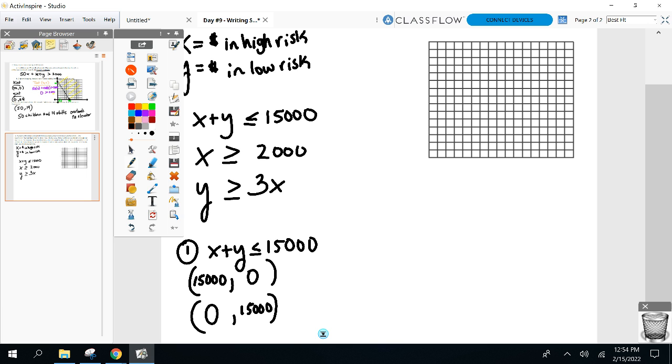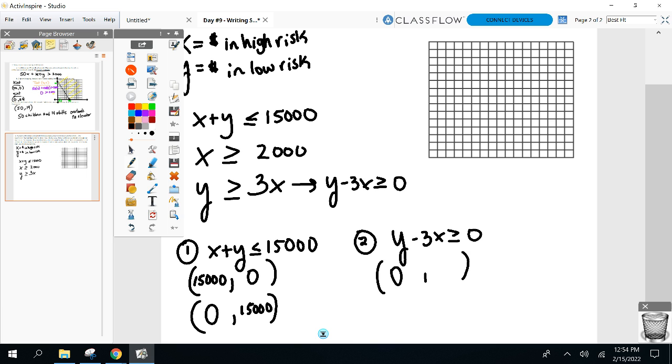What don't we like about the third inequality? Can we get variables on both sides? Absolutely, because that's the only way I've been showing you guys. So y minus 3x greater than or equal to 0. Go ahead and find your intercepts there now. And I'll let you guys feel uncomfortable here in a second. If you got a problem with your intercepts, let me know.